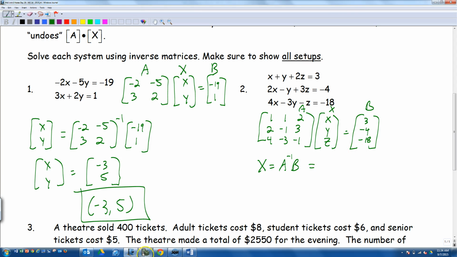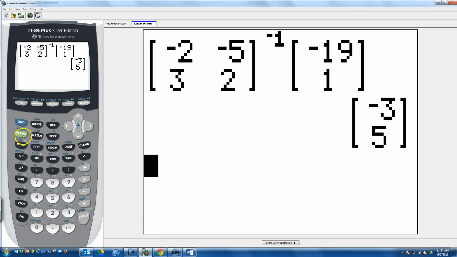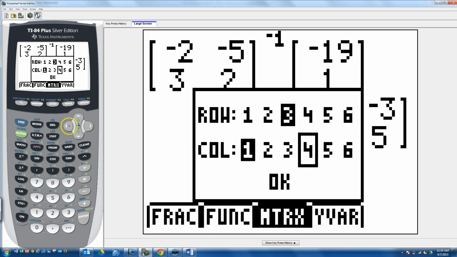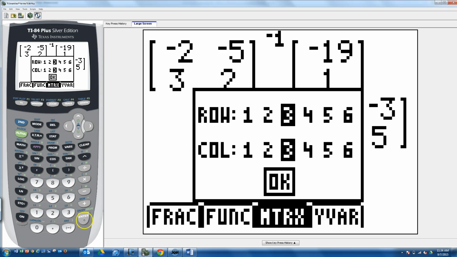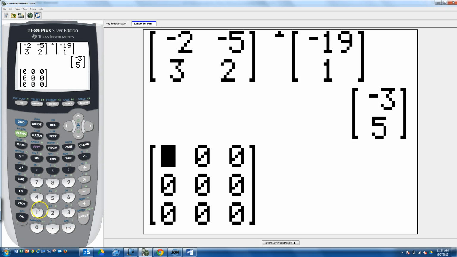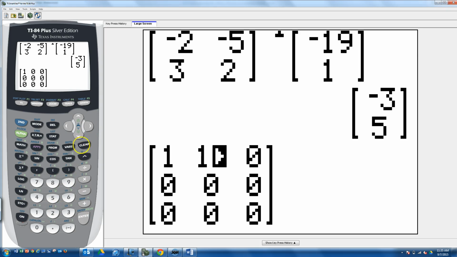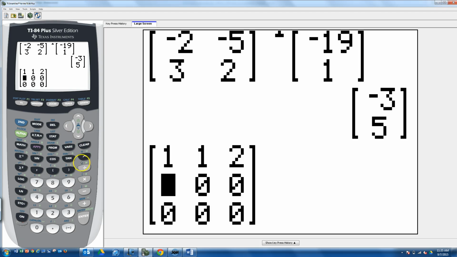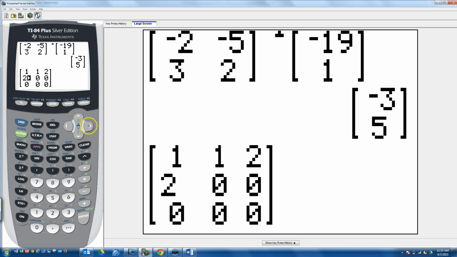And that equals, so we have to type that in now. So this is a 3 by 3. One, 1, 2. Two, -1, 3.